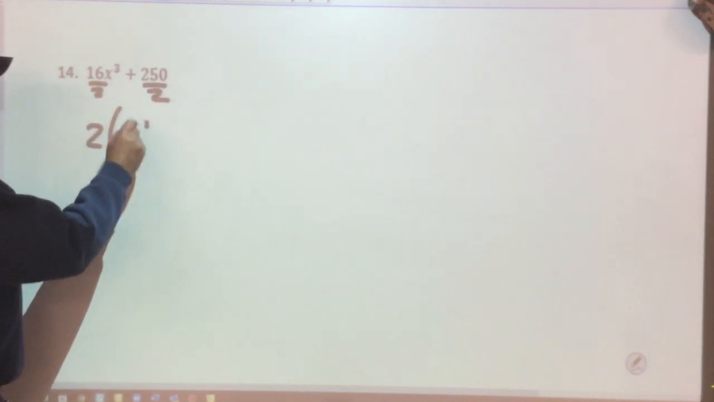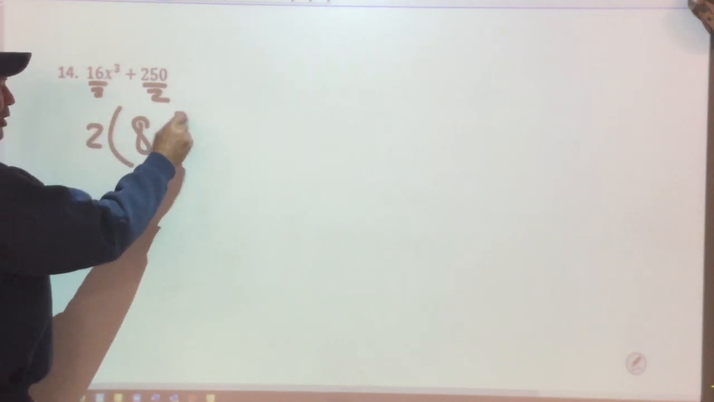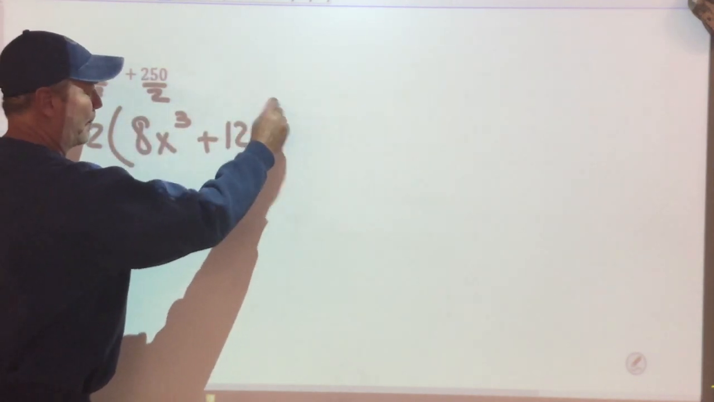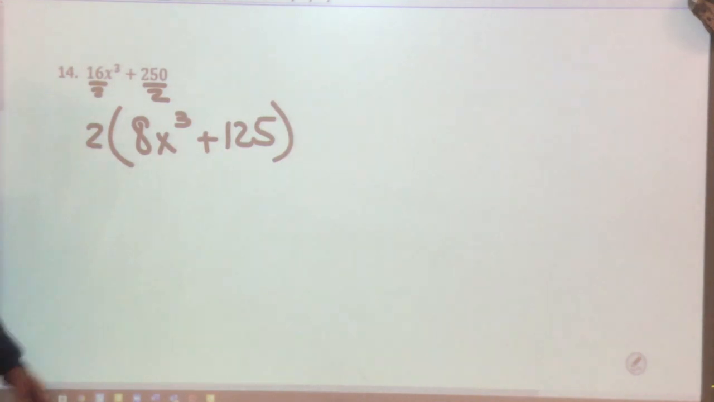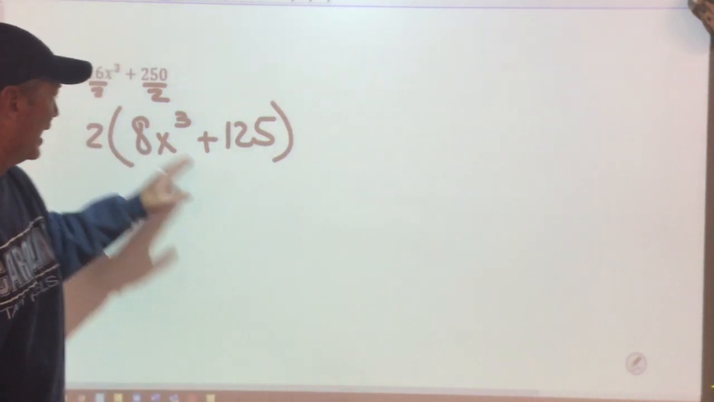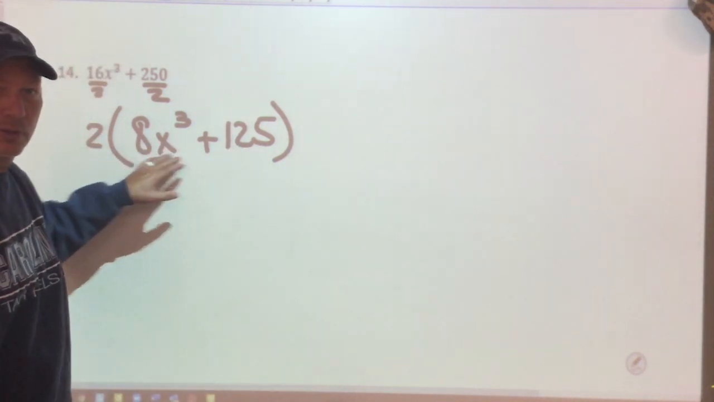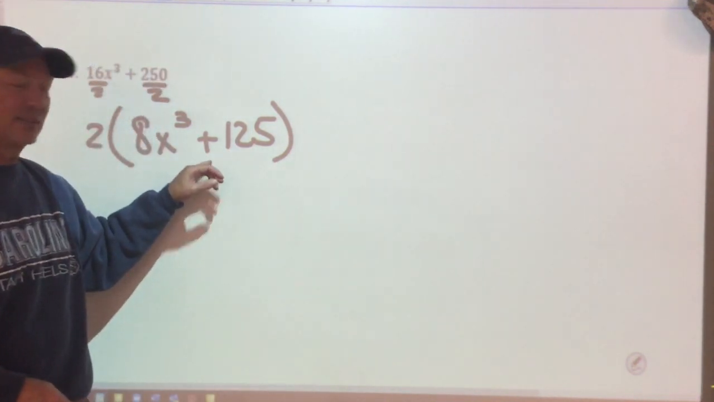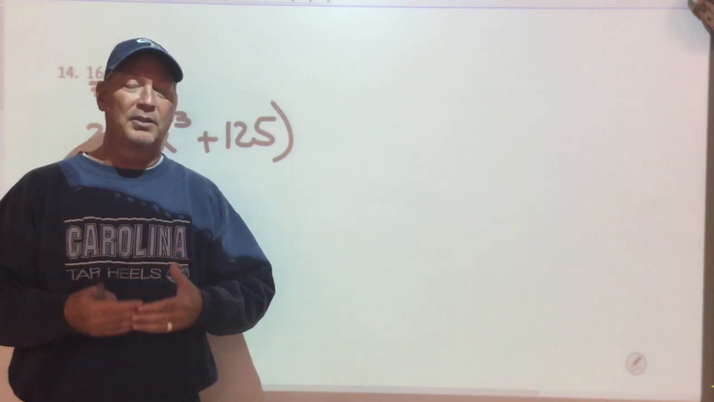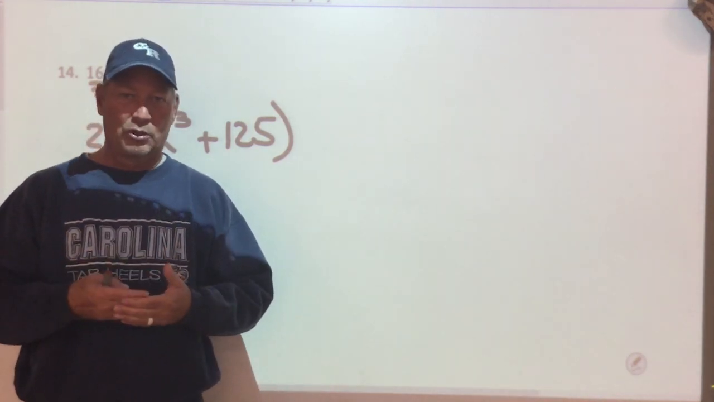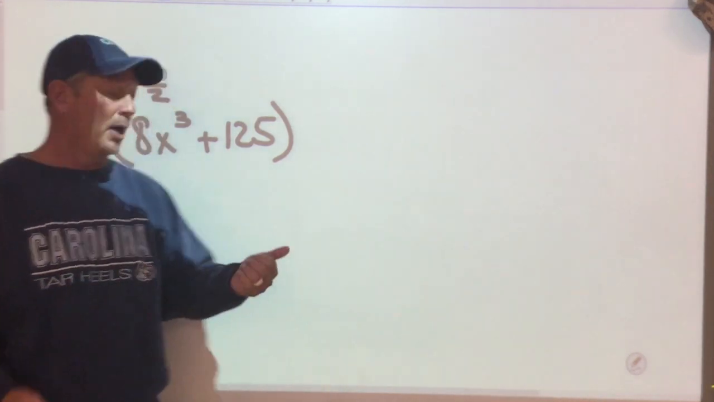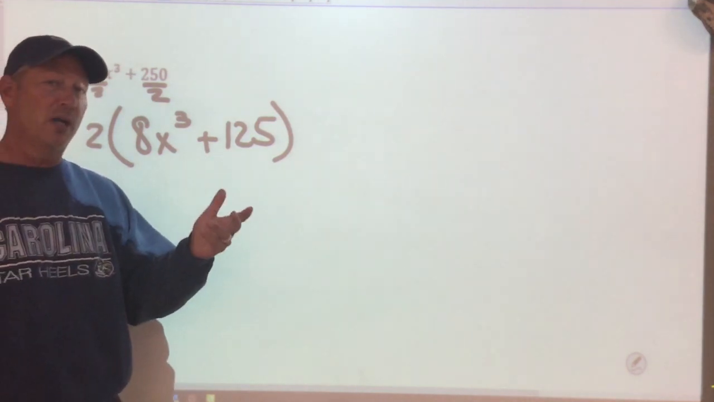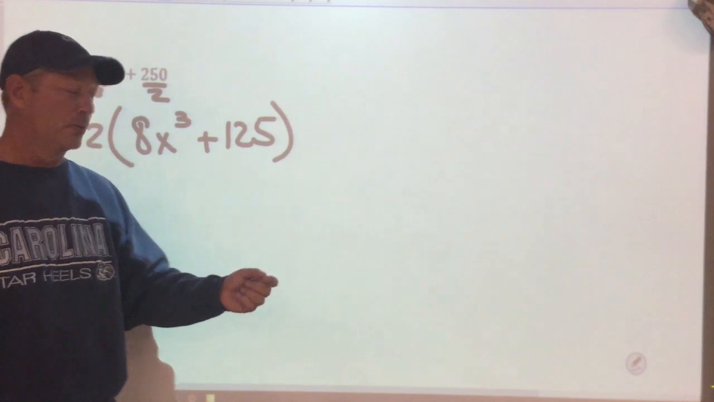That's going to leave me with 8x to the third plus 125. I have two terms. So it's not a minus sign, so it's not the difference of two squares. It's not the difference of two cubes. But it's a plus sign, and we have learned of something called what? The sum of two cubes.